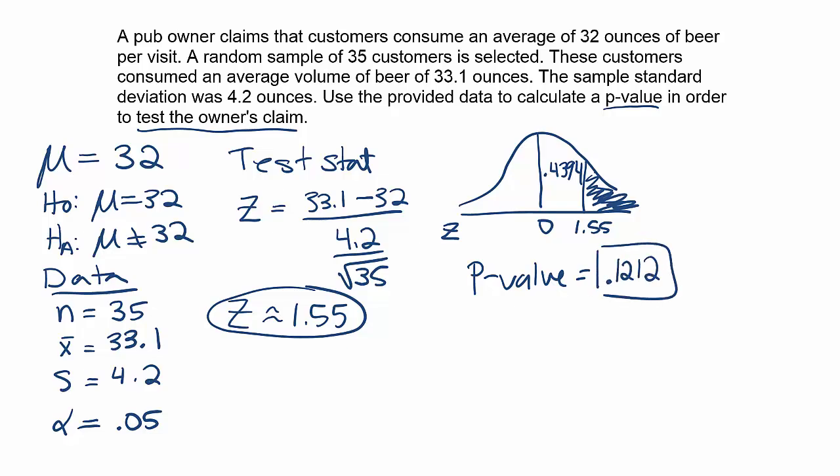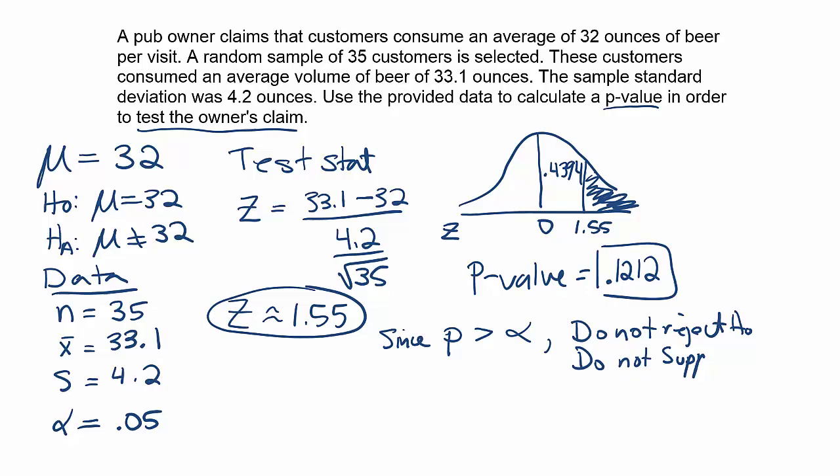Now, once we have the p-value, we just have to compare it to our significance level. The rule is if the p-value is less than the significance level, you reject the null hypothesis. But here, the p-value is larger than alpha, right? So since the p-value is greater than alpha, we do not reject the null hypothesis. So do not reject H0. Do not reject H0. And that means that you do not support HA. You do not support HA, or the alternative.